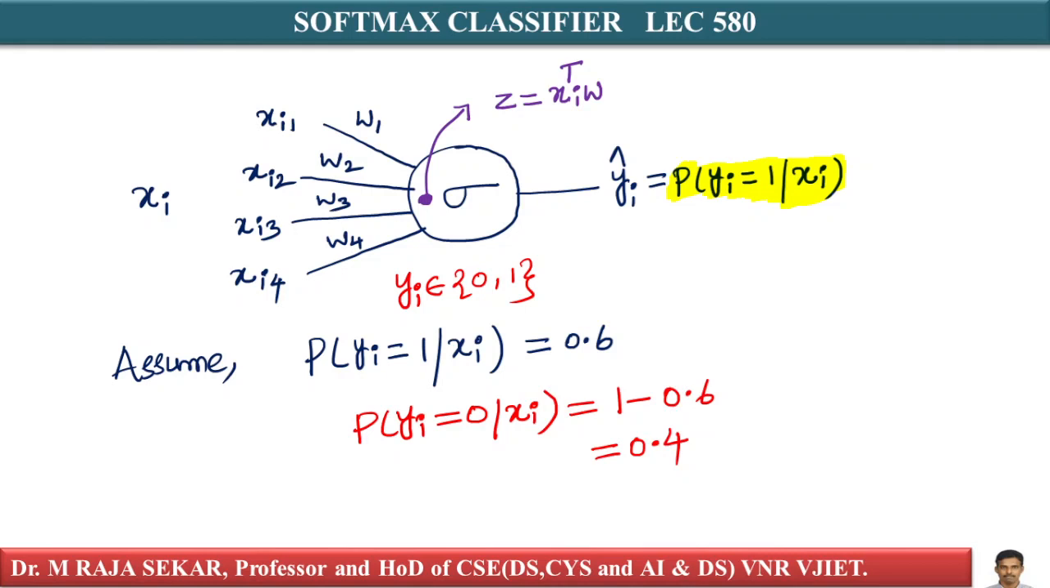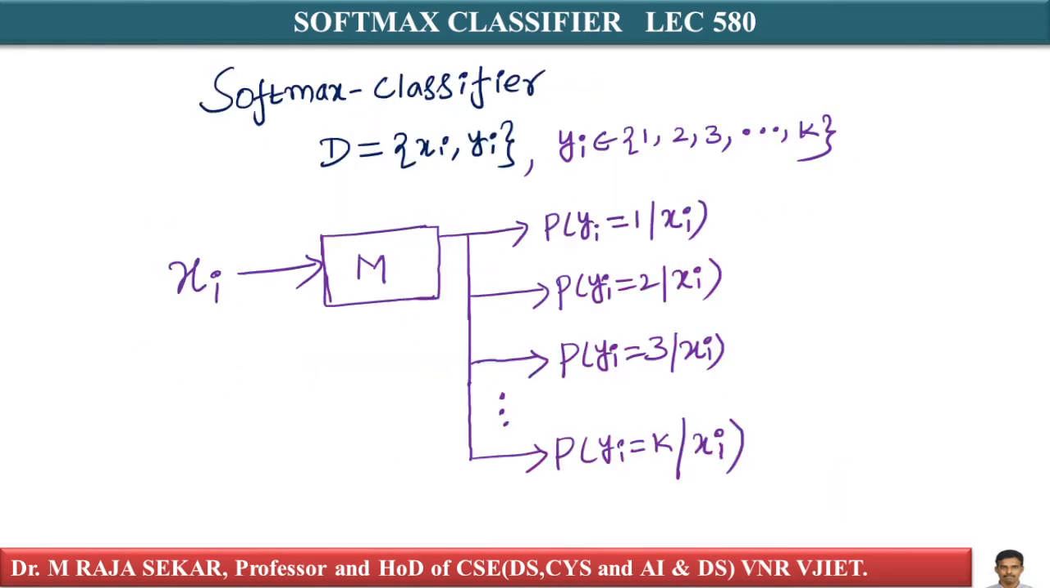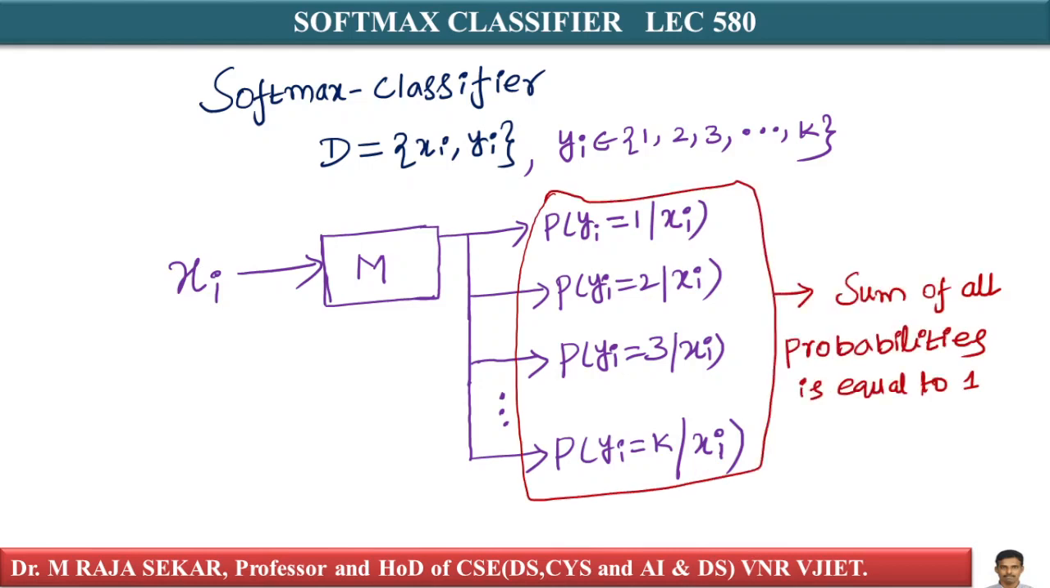On the other hand, here how many classes do I have? I have k classes. Yi belongs to 1, 2, 3, and so on up to k. I need the probability of yi being equal to class 1 given xi. I also need the probability of yi equal to 2 given xi, the probability of yi equal to 3 given xi, and so on, up to the probability of yi equal to k given xi. If I take the sum of all these probabilities, it is equal to 1.